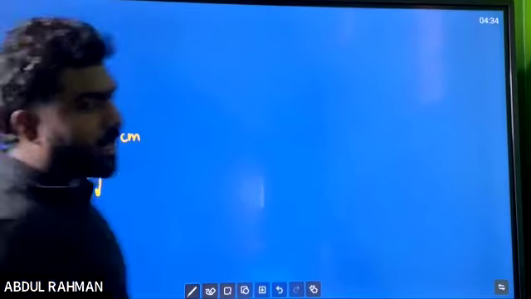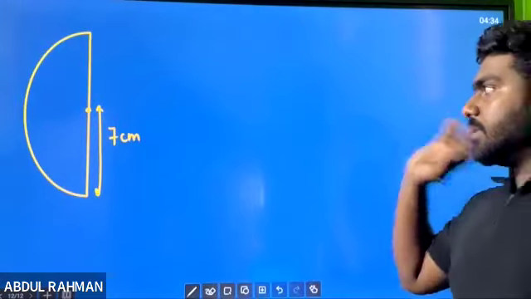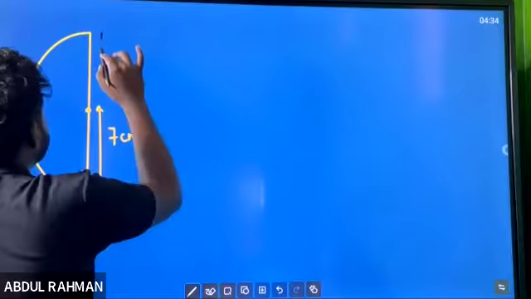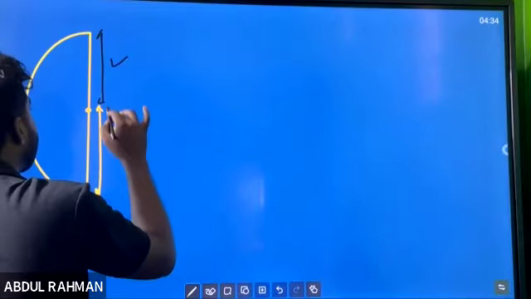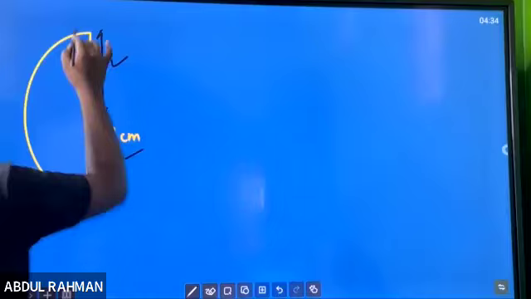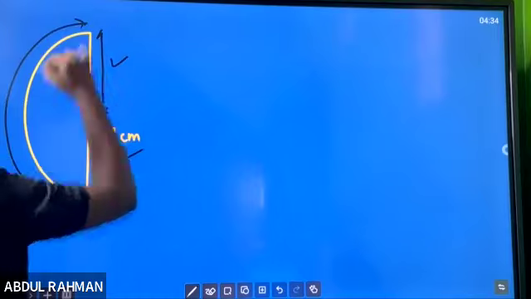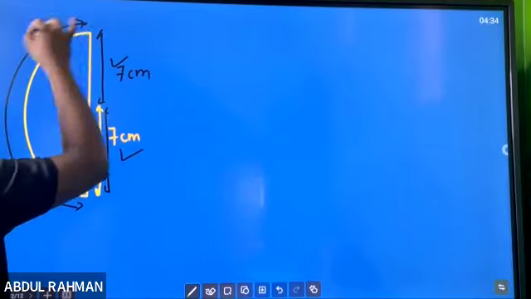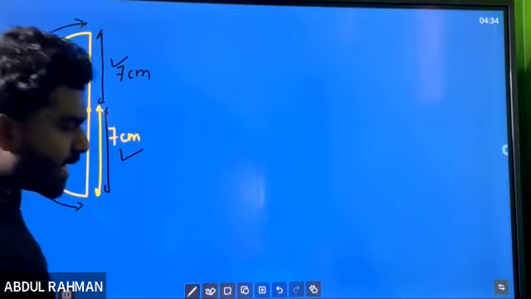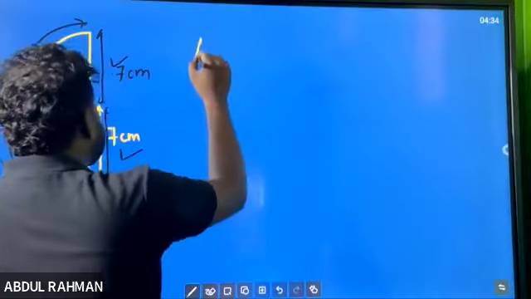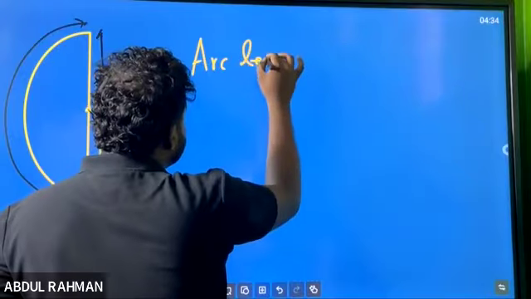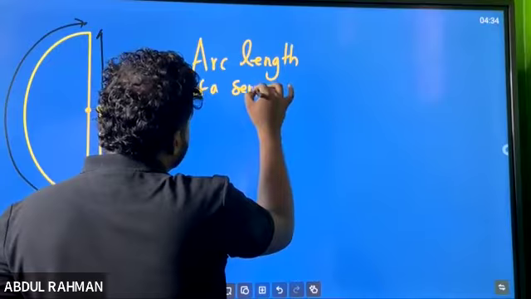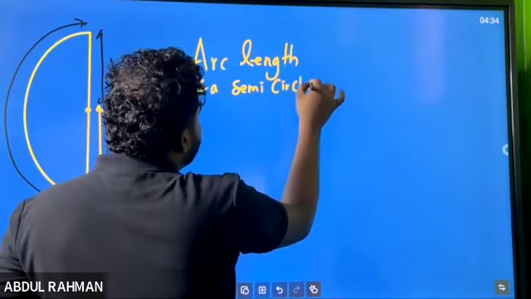Okay, let's look at the board. Now perimeter, obviously I need to add all the outsides. What are the outsides? I need to add this value and this value. Now I know if this is 7, this is also 7 centimeters. But I don't know this curve portion's length. What is that curve portion actually? That is the arc length of the semicircle. Find the arc length of the semicircle.